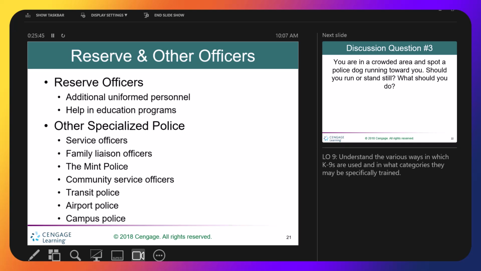Reserve and other officers. When we think of reserve officers, many times they are sworn law enforcement officers. In many cases they've retired and now they come back in a reserve capacity, and they only work special events or when they're needed to augment the regular force. Other specialized police include service officers, family liaison officers, the Met police, community service officers, transit police, airport police, and campus police. All of these are sworn law enforcement officers, and they have arrest authority and work in various capacities.